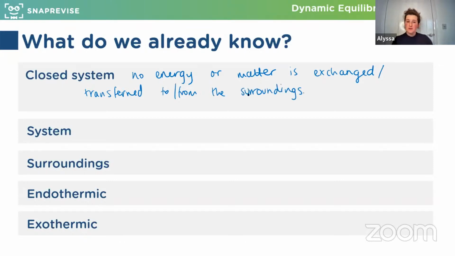So a closed system is when we can have no energy or matter in or out of a system. So no energy or matter is exchanged or transferred to or from the surroundings. My handwriting is a little bit scrappy. If you can't read something and you're not sure what I've put, please let me know.